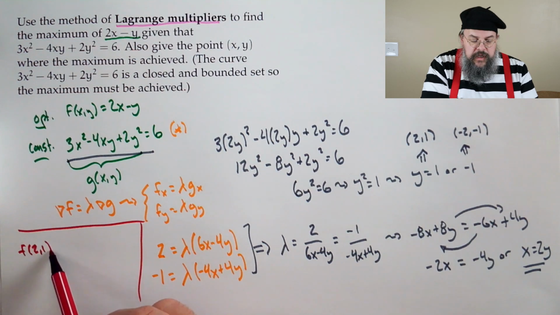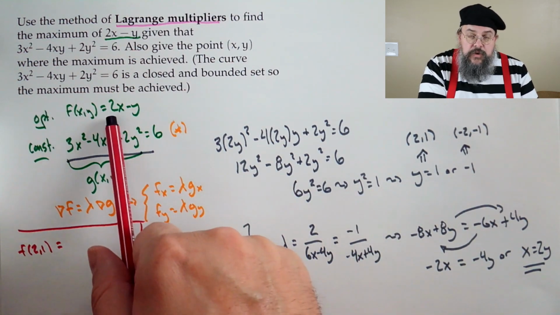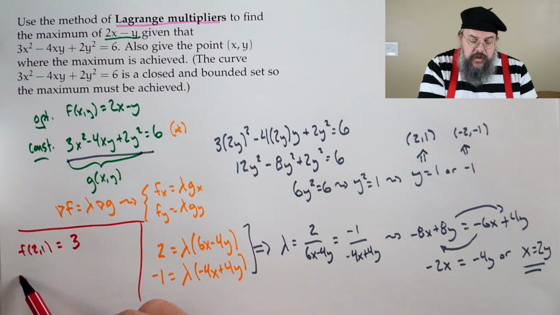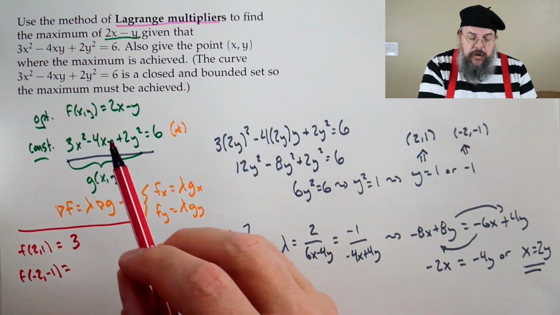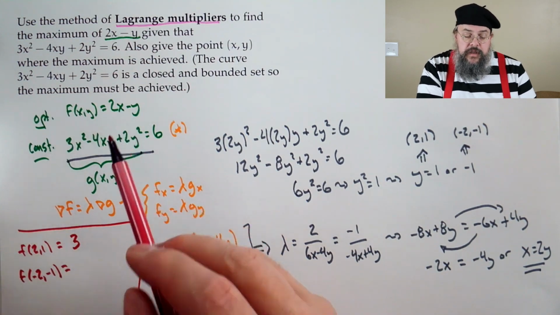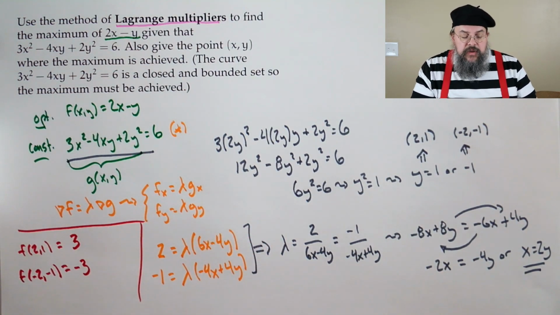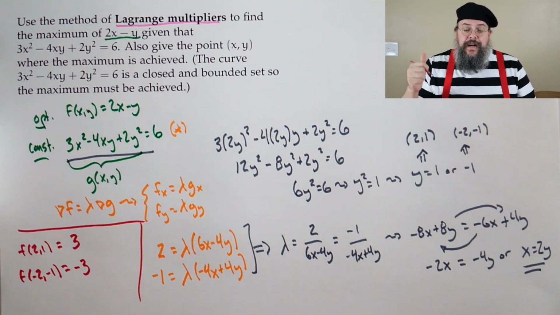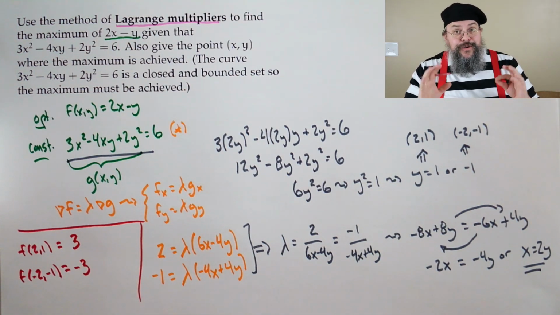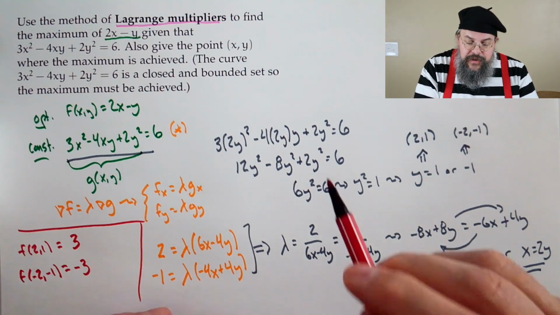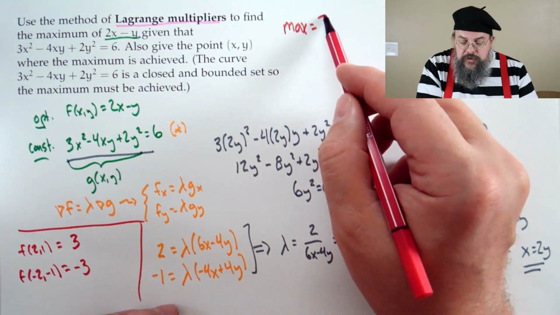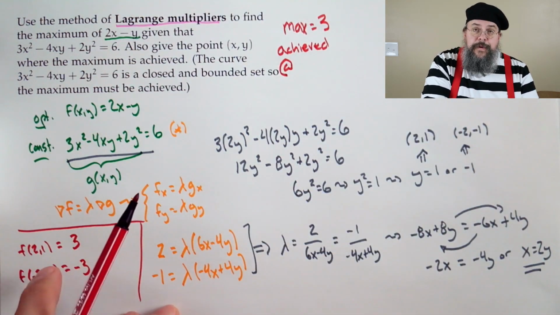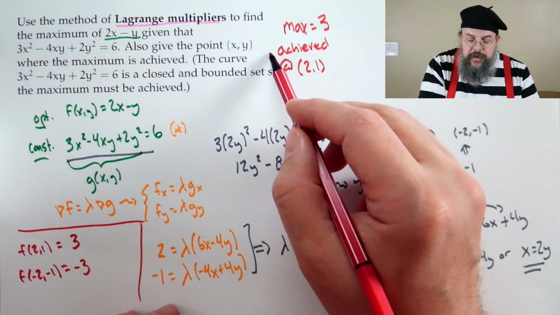If we plug 2, 1 in, what do we get? Well, we're going to get 2 times 2 minus 1. That's 4 minus 1, also known as 3. If we plug in minus 2, minus 1, well, we're going to get minus 4 minus minus 1. Well, that's negative 3. And now we say, okay, one of these has to be the max. We find which one is the largest one. And we say, aha, 3 is bigger than negative 3. True story. So our conclusion is the max equals 3, and it's achieved at the point 2, 1. And we're done.